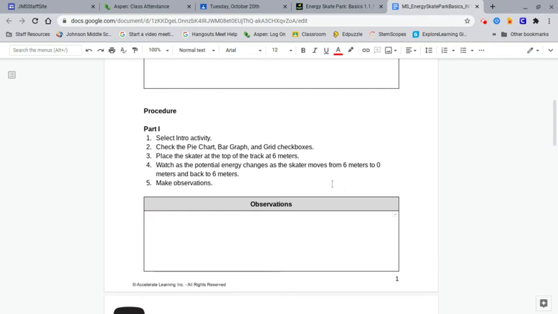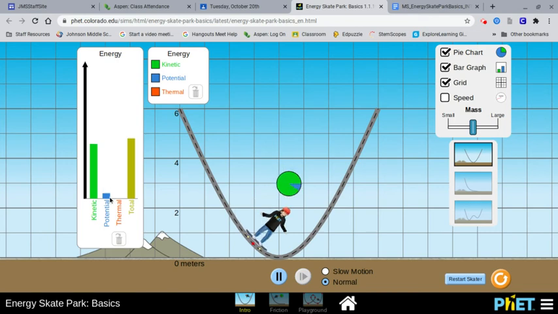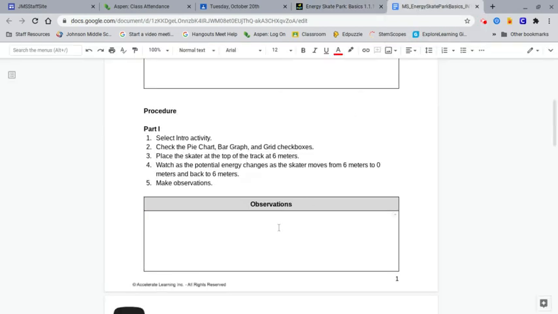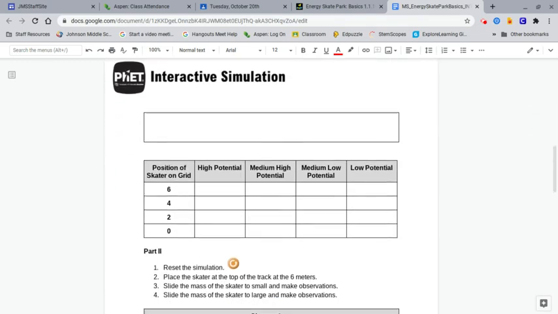Then it says, watch as the potential energy changes as the skater moves from 6 to 0 and back to 6. So it's over here that you're looking. Here's the key. Green is kinetic, blue is potential, red is thermal. It's telling you to focus for this activity on potential. Watch it as it goes up, down, up, down, up, and compare this. Type your observations or write them on the paper in the box below. Then you're going to move to the next part.